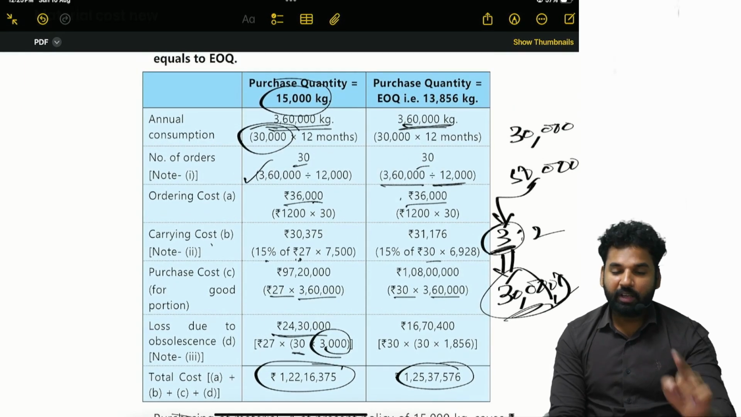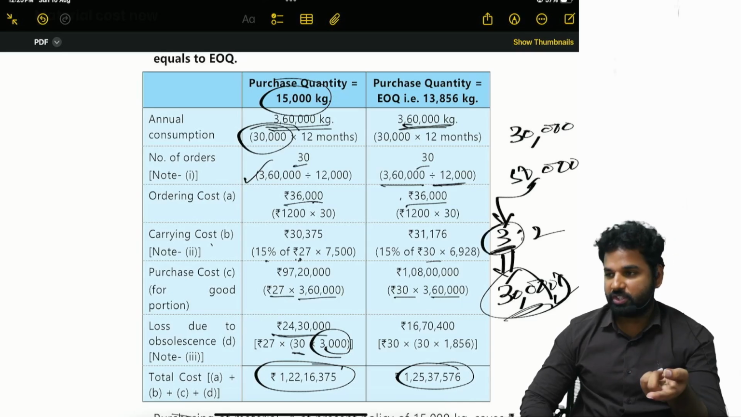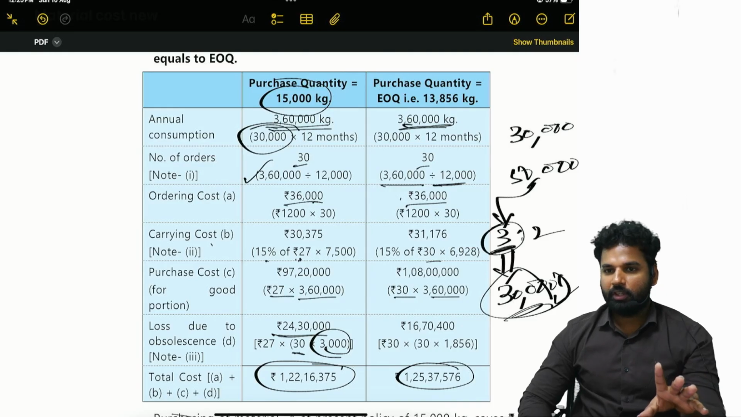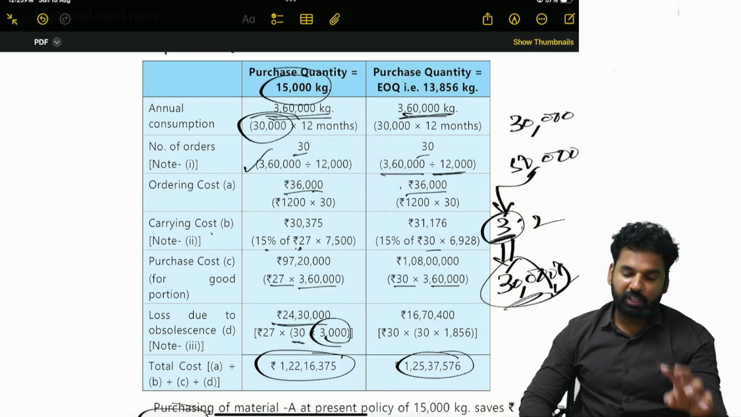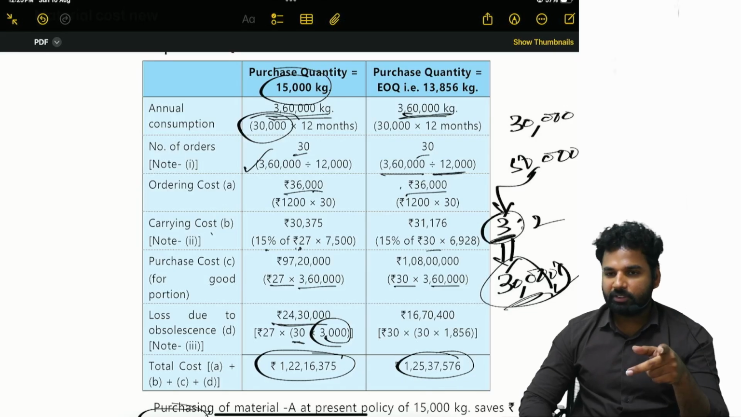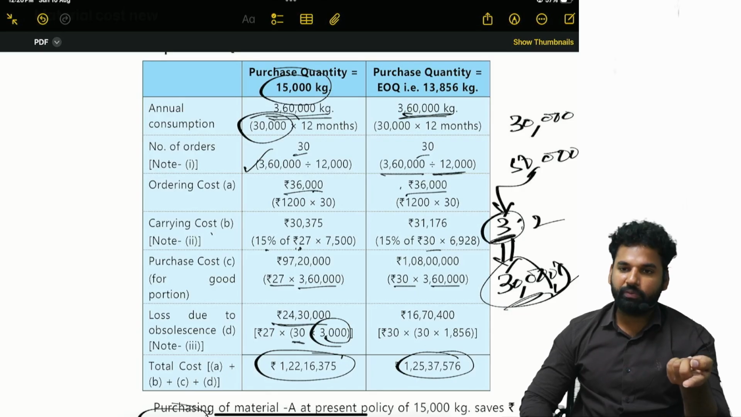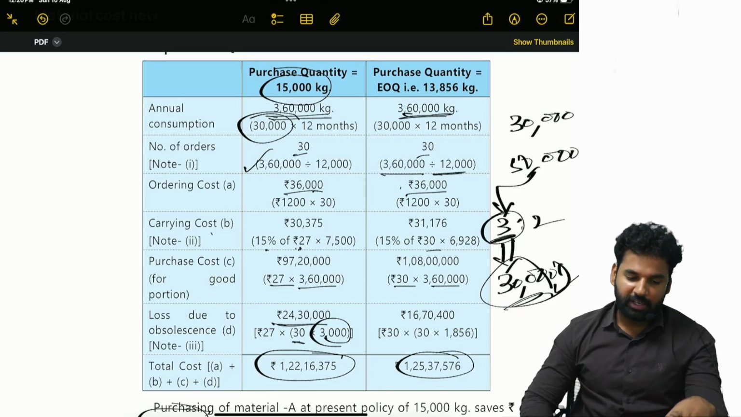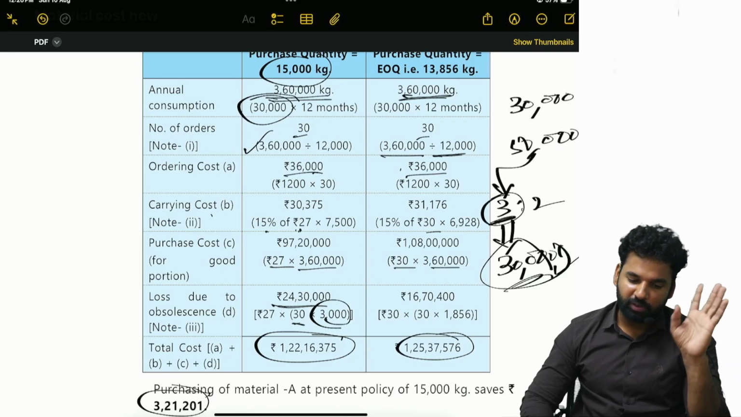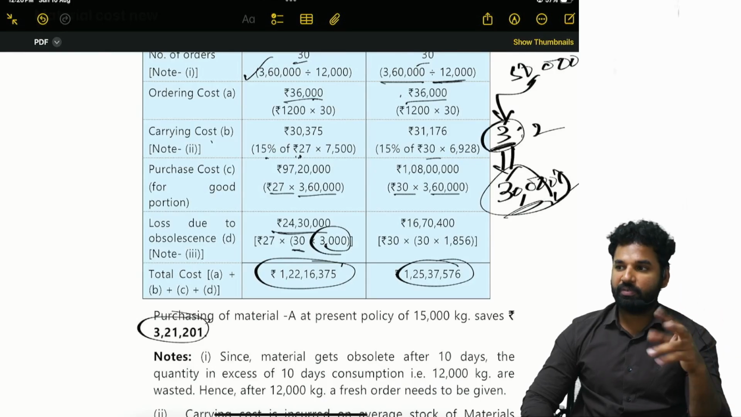So is there a difference in number of orders? There is no difference in number of orders. Even though ROQ is changed, there is no difference in number of orders because of the perishable nature. Maximum 12,000. And next, carrying cost changes because there is a change in the discounted price. At EOQ it is 30 rupees, at ROQ of 15,000 kgs it is 27 rupees. That is different. Purchase cost is different, carrying cost is different. Number of orders will be the same. And last, due to perishable nature, obsolescence is different.